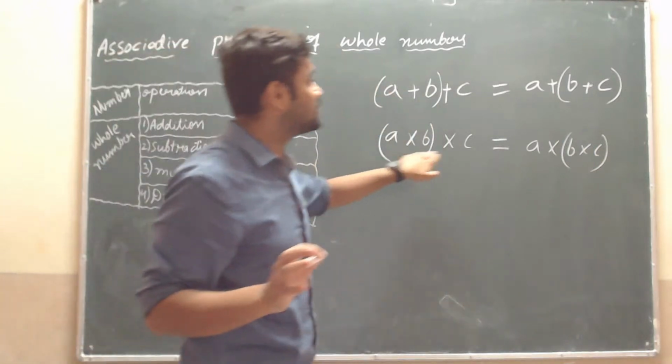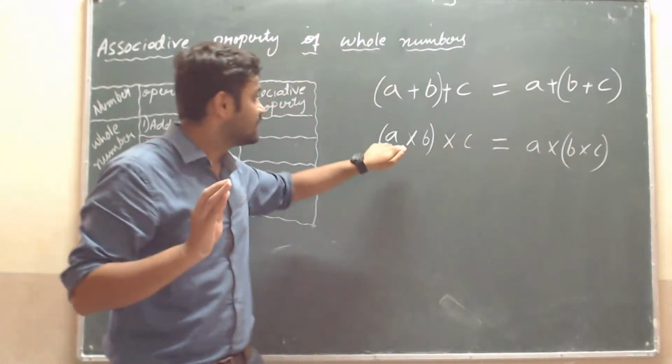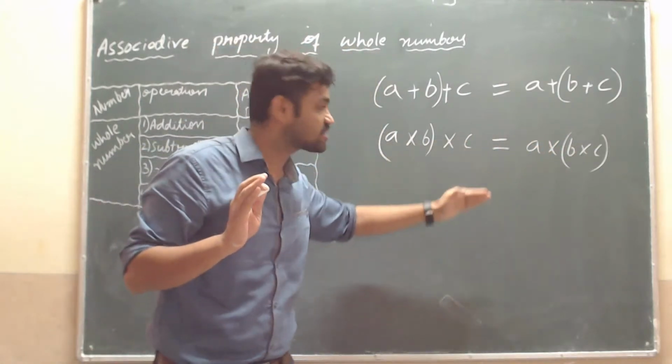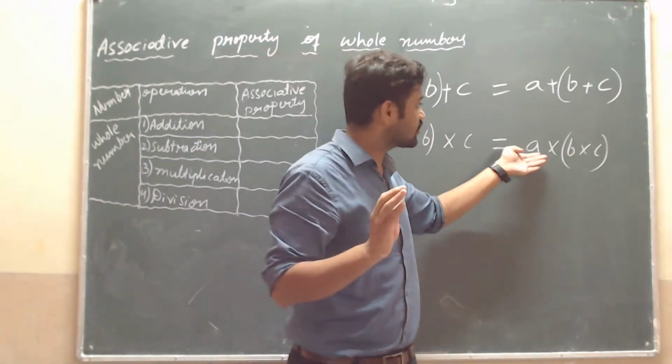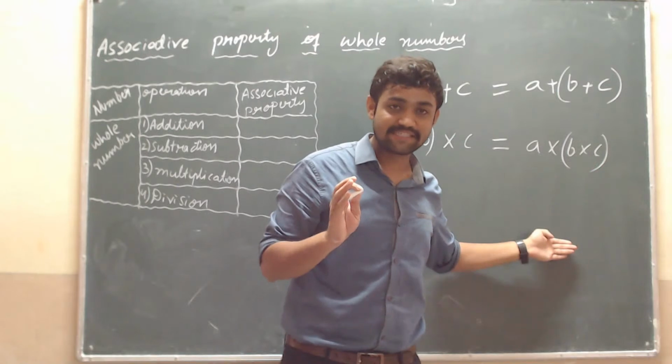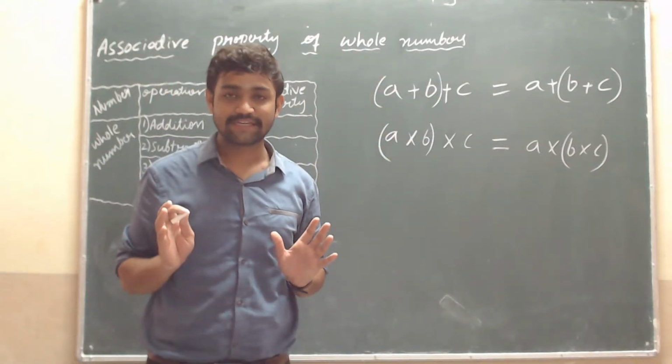Then the answer should be the same. The results of these two must be the same. That is, A into B into C must be equal. This is ABC, and this is also A into B into C. This is also ABC. That must be equal. This is called the associative property.